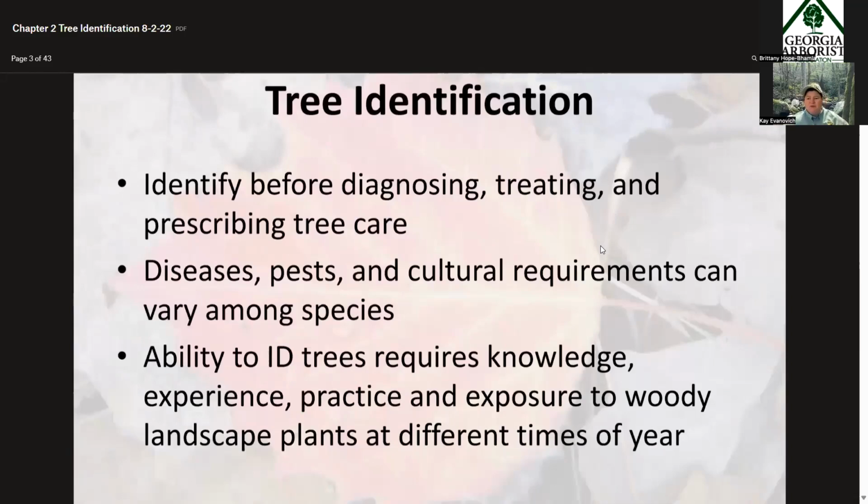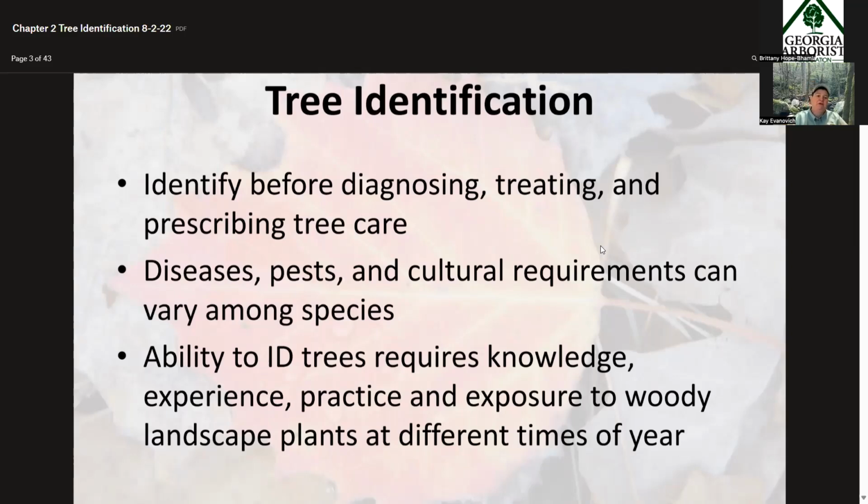It's easy to know the most common ones in your area, right? Most people can point out a white oak down here, southern red oak, tulip poplar maybe, or their smaller favorite ones that flower. But other than that, it gets a little tricky, right? So identifying before diagnosing, like I said, or treating a tree or prescribing care, you really want to know what you're dealing with because different trees require different things, right? Diseases, pests, cultural requirements can vary among species. One type of bug may not attack another thing, so you need to know what you're dealing with, not only for the bug to be able to ID it, but the tree it's on. And is it going to be a problem for this tree, or is it something this tree can handle?